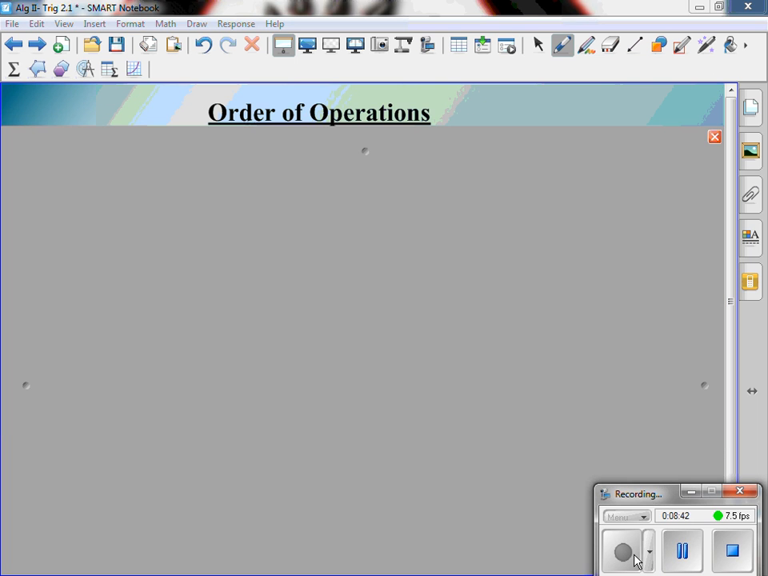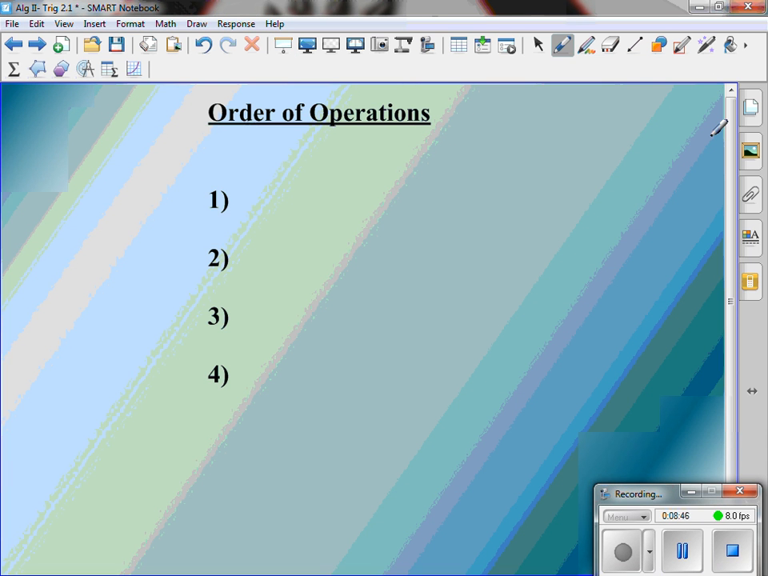Order of operations. Order of operations has 4 steps. Yes, you guys know the shortcut to remembering these. That's right: Please Excuse My Dear Aunt Sally. All right, order of operations.